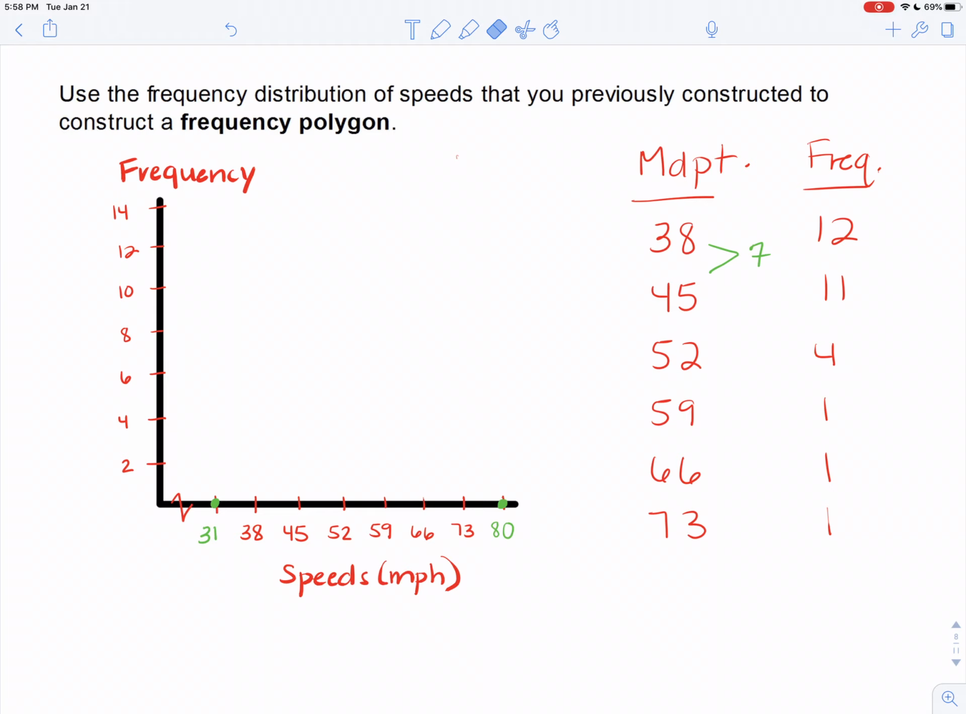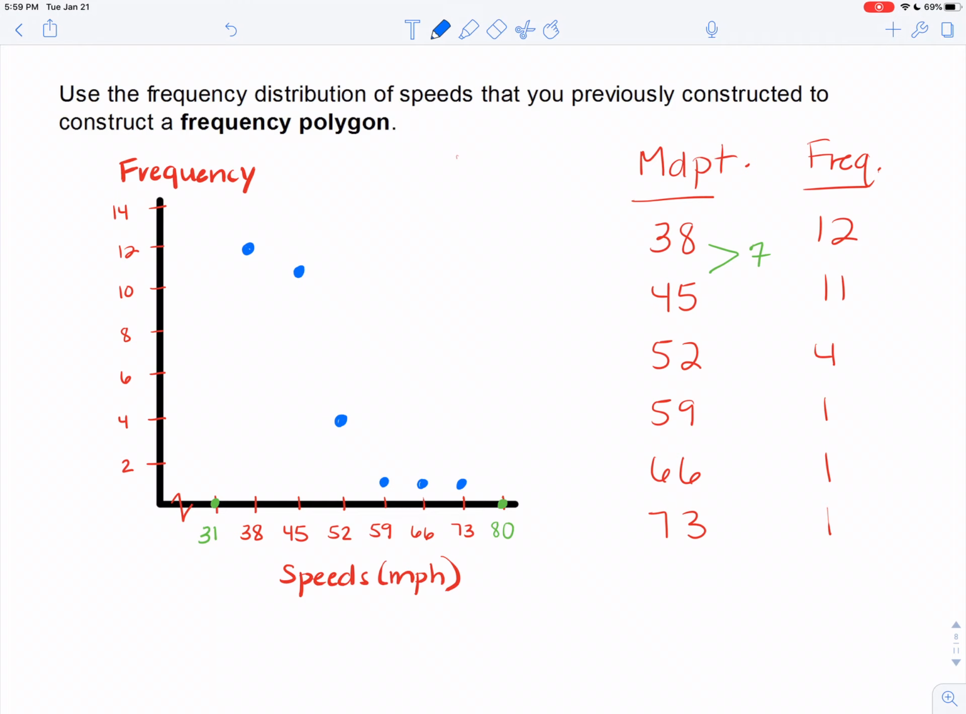So all I'm going to do from here, I'm going to plot a point to mark the frequency. So at 38, I have frequency 12 instead of a bar. I'm just going to come up here and draw a point. At 45, I have frequency of 11. So I'm going to come down here. At 52, I have a frequency of 4. And then my last 3 midpoints are down here with a frequency of 1.